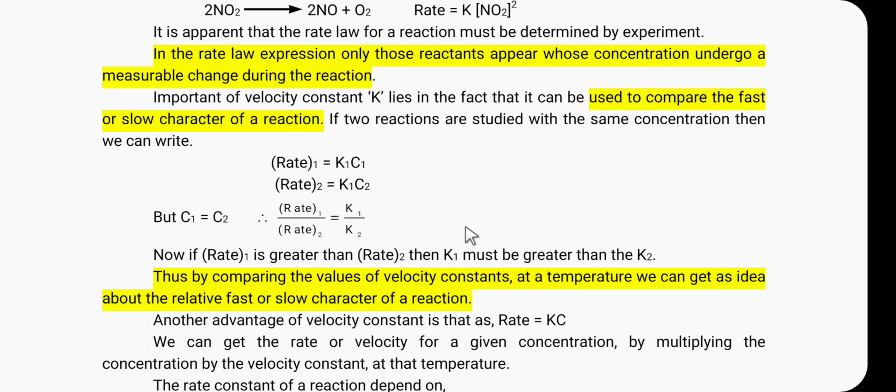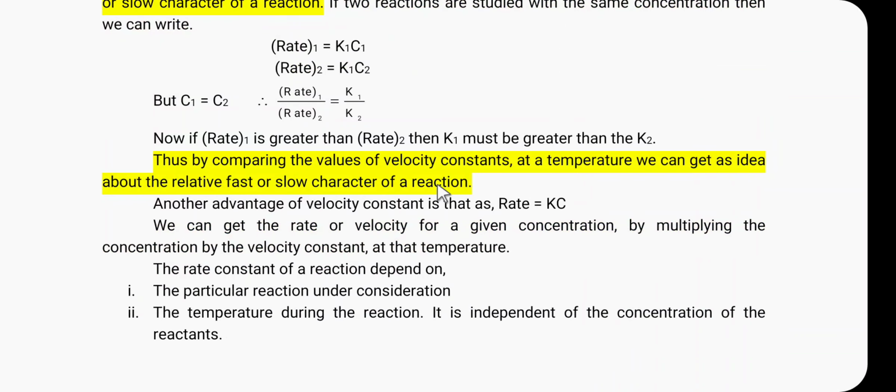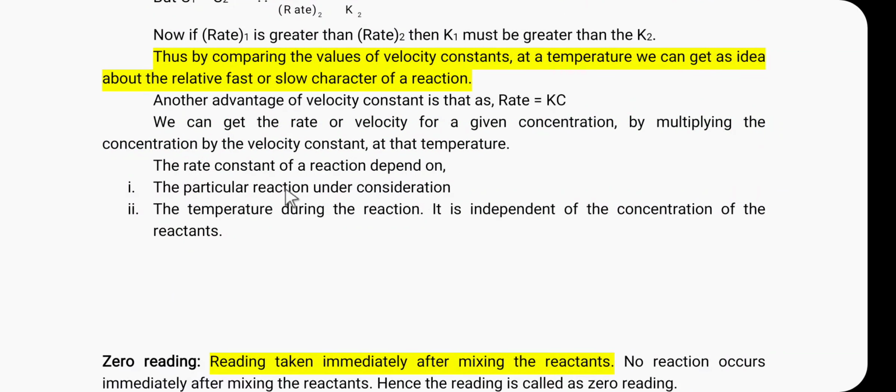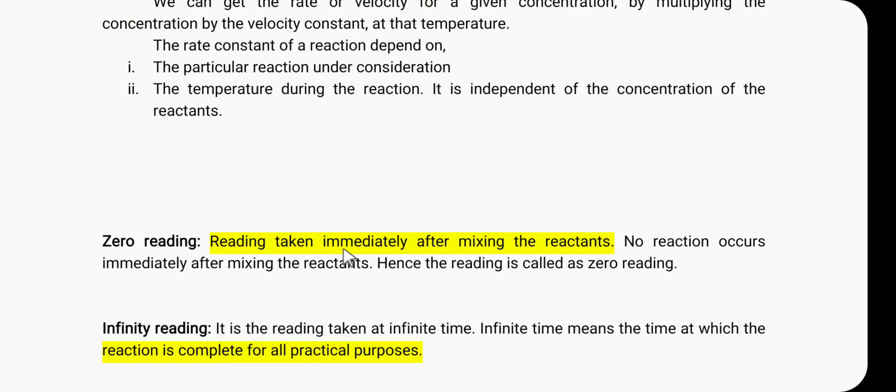That means, from the value of k, we can identify whether the reaction is a slow reaction or a fast reaction. The rate constant of the reaction depends mainly on the particular reaction under consideration, and secondly on the temperature during the reaction. It is independent of the concentration of the reactant.